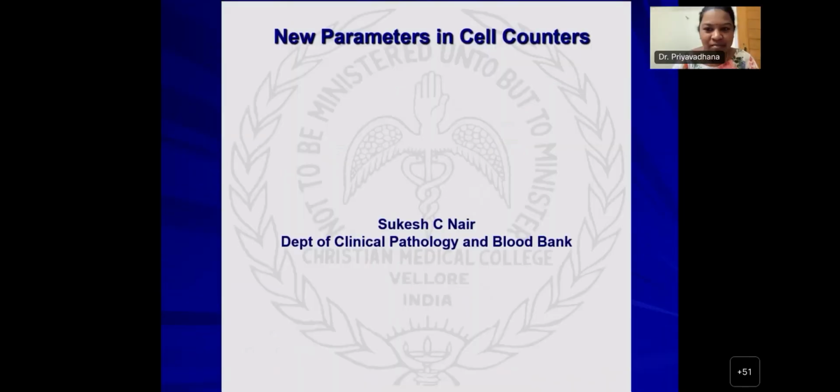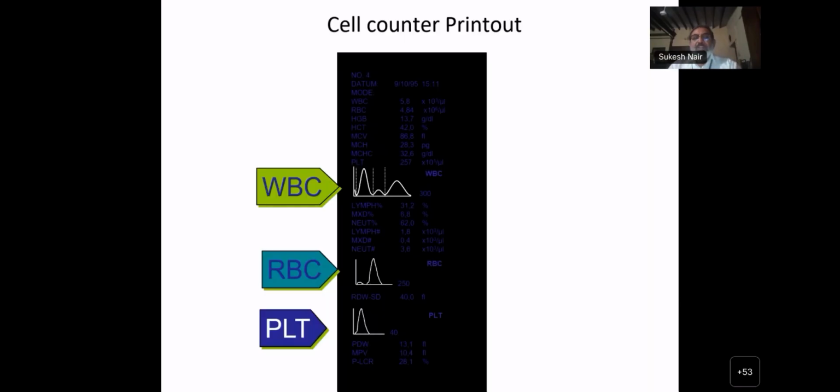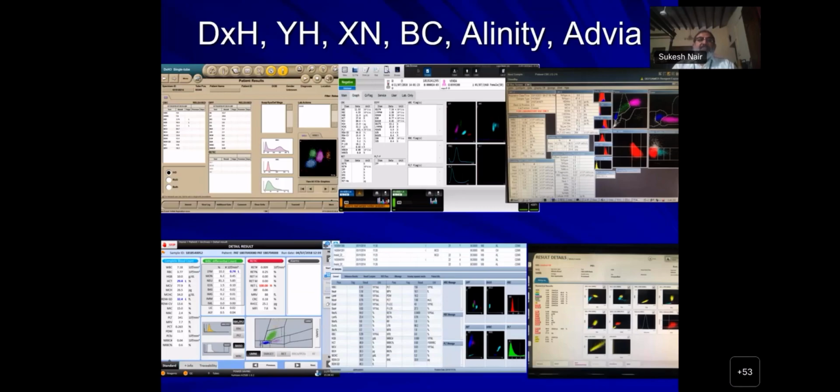Fine. Okay, so thank you, Dr. Sumit and Dr. Anita, for giving me this opportunity to share this knowledge on newer parameters in cell counters. We all know that when you have a 3-part cell counter, this is a printout that we get. But other cell counters display on their screen not only histograms but also the scatter plot. So these are the scatter plots, and this is a display on all the cell counters.